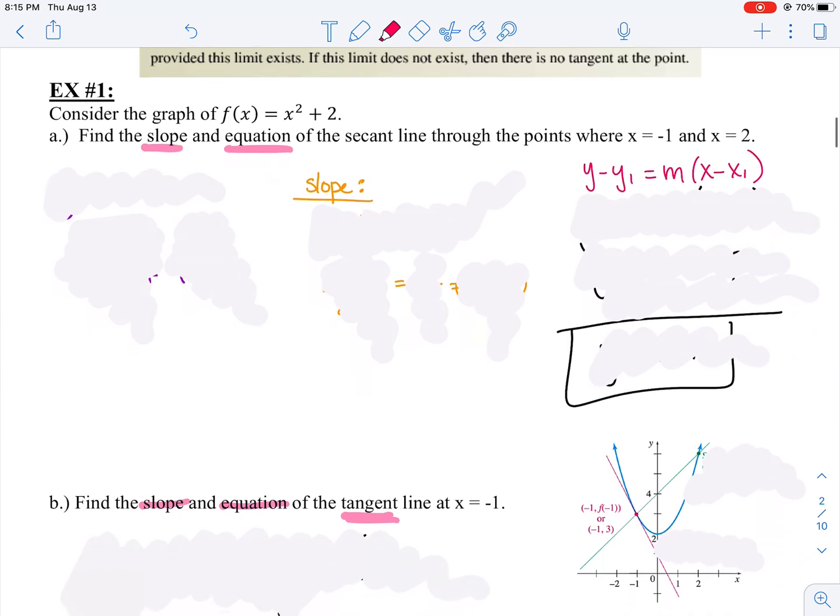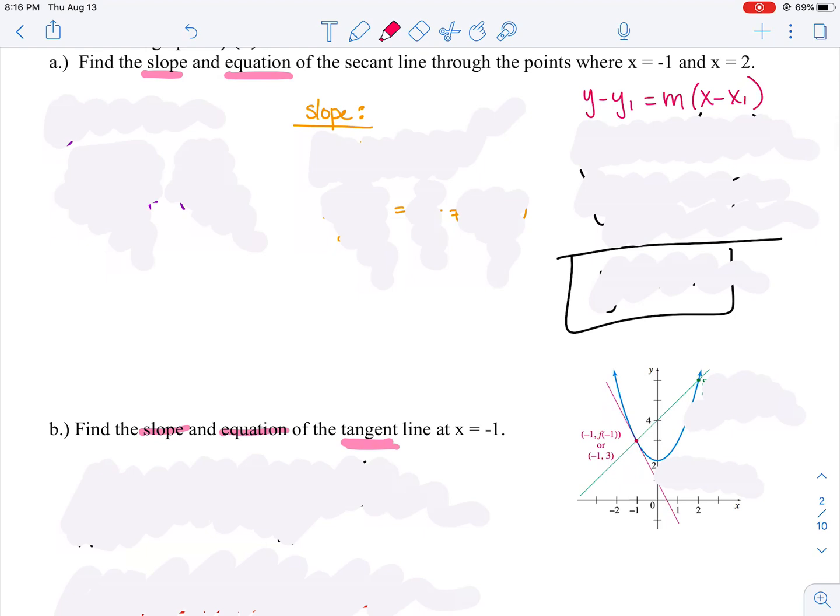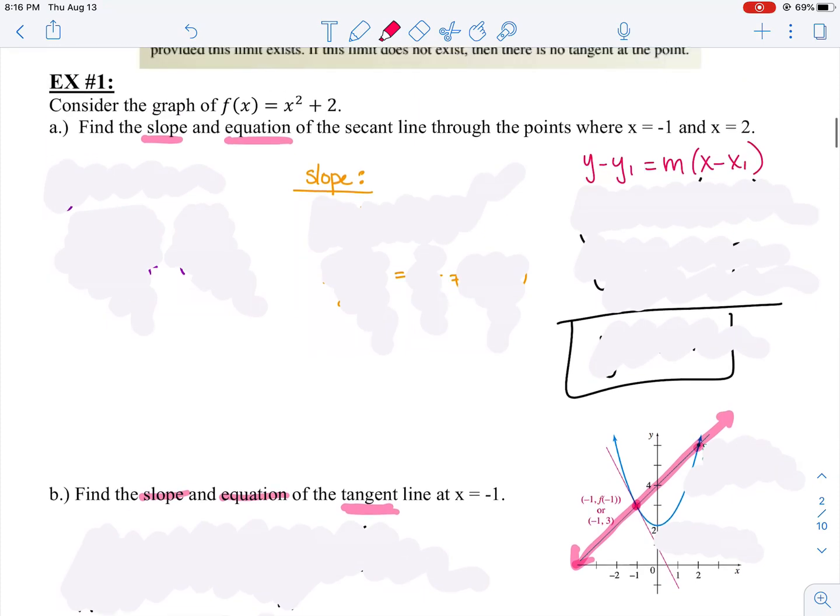Let's do an example. Example number 1 gives us a function f of x equals x squared plus 2. So I know it's going to be a parabola shifted up 2. The first part is asking us to find the slope and the equation of a secant line through the points where x equals -1 and x equals 2. So they kind of give you a graph down here. We have the point at x equals -1 and the point at x equals 2, and you might notice this green secant line that touches twice at 2 points. So we just have to find the equation of that line.